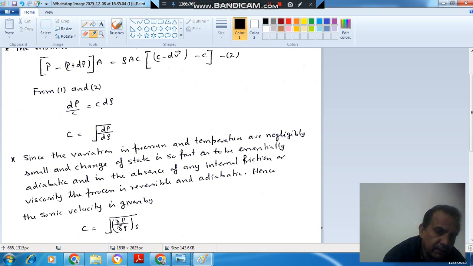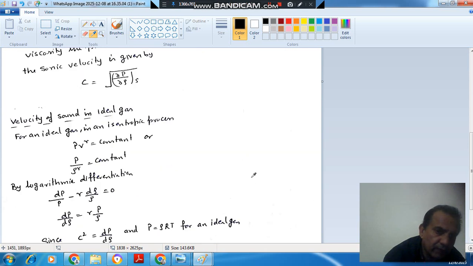So C is curly root of curly rho by curly p by curly rho at constant entropy. If we apply it for an ideal gas and for an isentropic process, PV raised to gamma is constant, or P by rho raised to gamma is constant. Now we take log and perform differentiation, then dp by p minus gamma d rho by rho is equal to 0, or dp by d rho is equal to gamma p by rho.